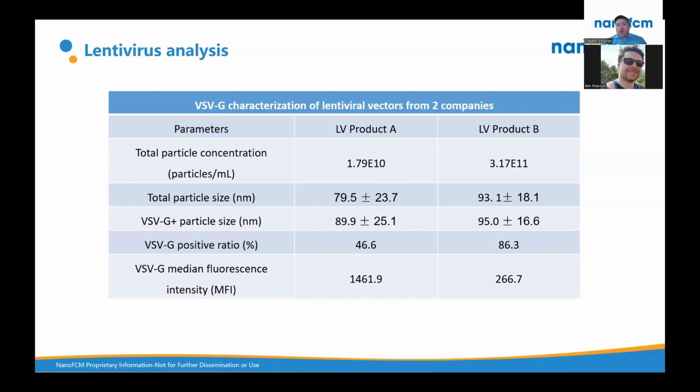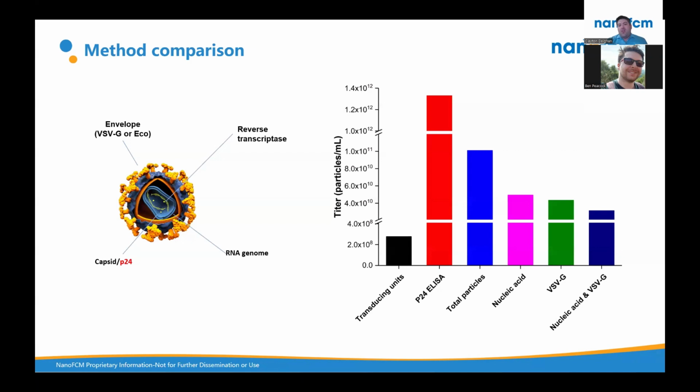And when we look at the numerical values for these, we recover things like, between these two product runs, the difference in the total particle concentration, the difference in the total particle size distributions. The VSVG plus particle size is actually changing a little bit. They're a little bit bigger in product B, where they have a very high positive ratio, but then we can see in their median fluorescence intensity that there's actually less VSVG per particle in product B. Which of these is the better product is exactly what people are determining by linking that to their downstream assays, where you would determine the transducing units. You now have a range of different total particles, nucleic acid particles, VSVGs, nucleic acid plus VSVGs, like we've determined, that can be compared to that.